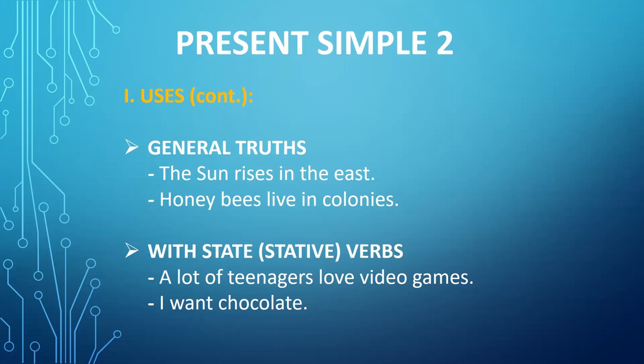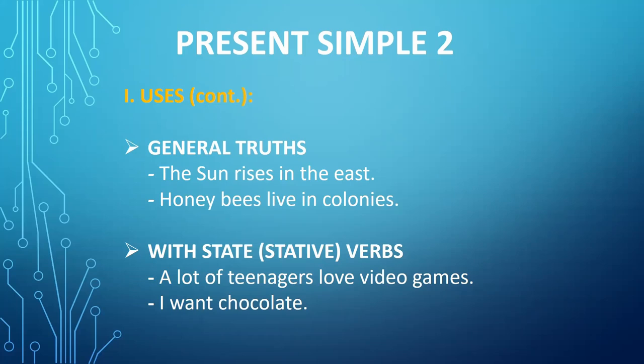While stative verbs are verbs that we use to express feelings, emotions, senses. For example, also character, when we want to describe something, to talk about the characteristics of something. For example, we can say, this soup smells great, or you look great. Although it's right now, we use present simple because these verbs are state verbs.